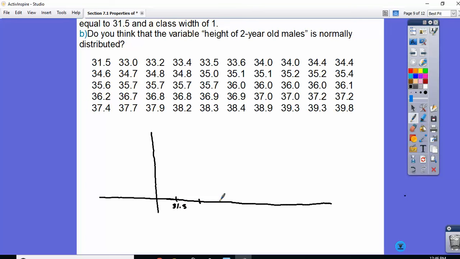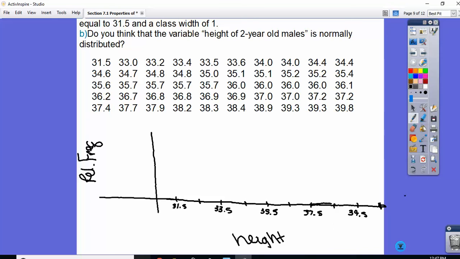So this would be like 32.5, 33.5. I'm just labeling every other one. Try to space this out evenly. We could graph frequencies, or let's do relative frequencies. And this is our height.